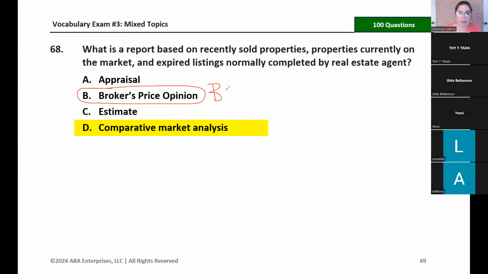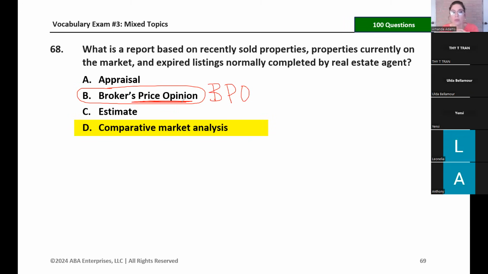This is also called a BPO. Rajneet, this is an opinion of the price, and these are normally used in commercial. You don't see these in residential. So what happens, Rajneet, is commercial properties are sometimes hard to determine the value of because a lot of times it's based on rent and it's really based on the market. And commercial really varies wildly per market.